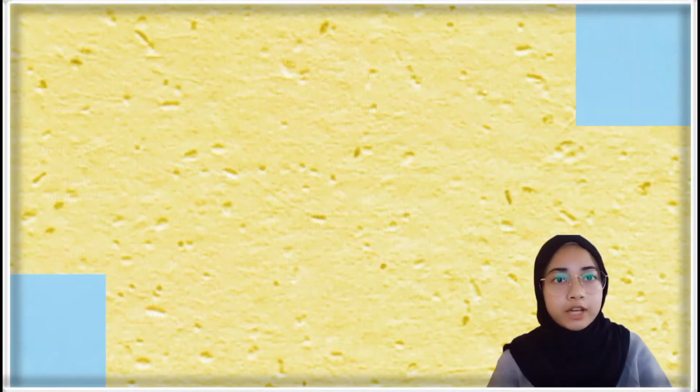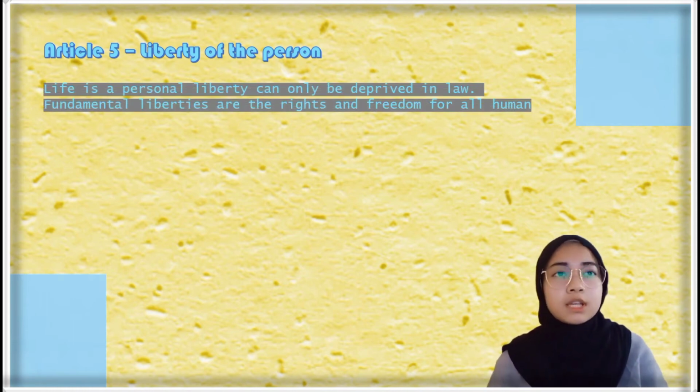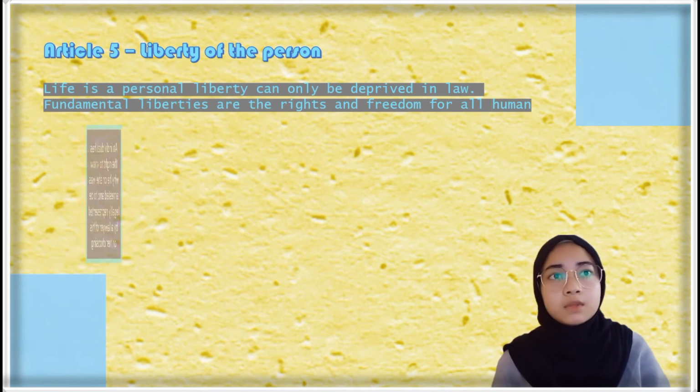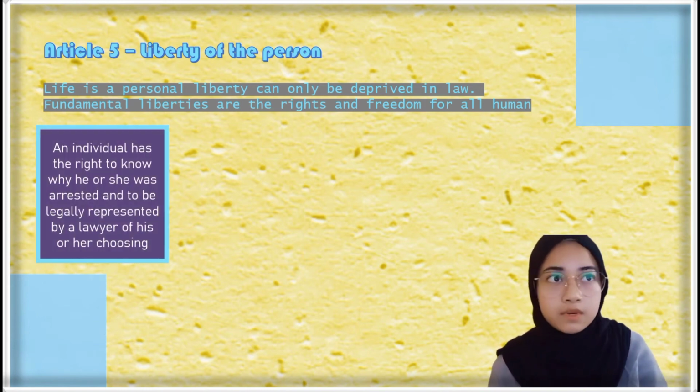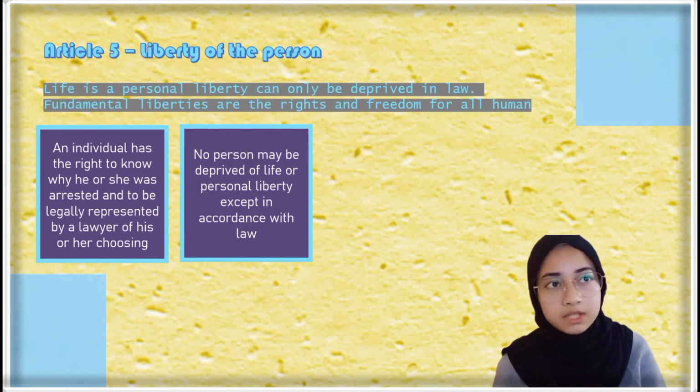Article 5, Liberty of the Person. Life and personal liberty can only be deprived in accordance with law. Fundamental liberties are the rights and freedoms for all human beings. As for Article 5, which explains liberty of the person, to make it clear, under this article an individual has the right to know why he was arrested and to be legally represented by a lawyer of his choosing. No person may be deprived of life or personal liberty except in accordance with the law.